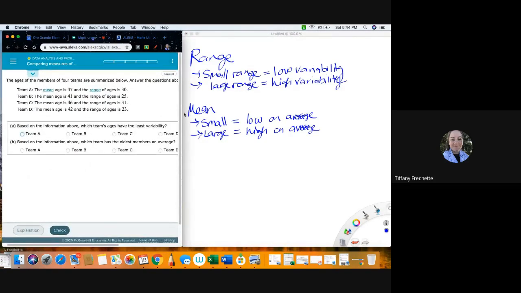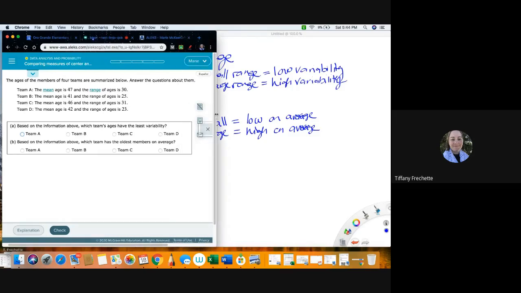Okay. So the ages of the members of 4 teams are summarized below. Answer the questions about them. So we're given the mean for all the teams and we're given the range for all the teams. It says, based on the information above, which team's ages have the least variability? So remember, we want the low end of that.